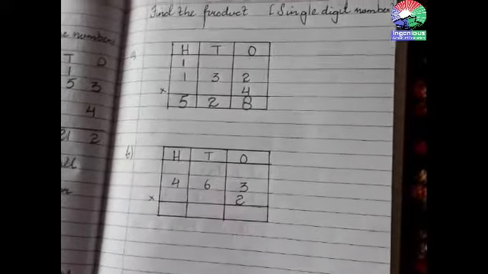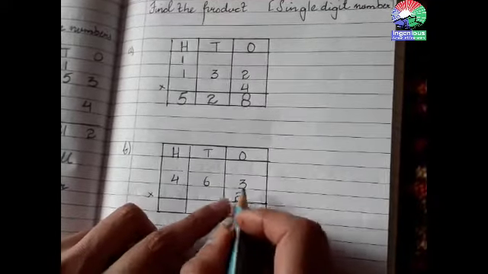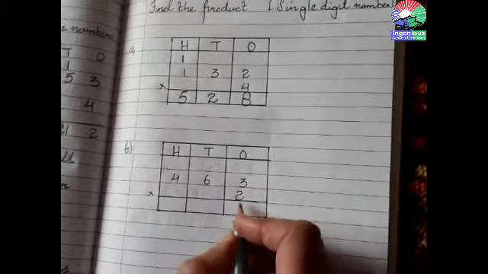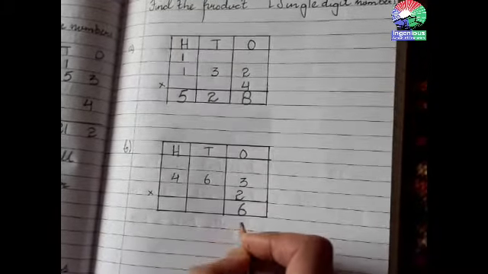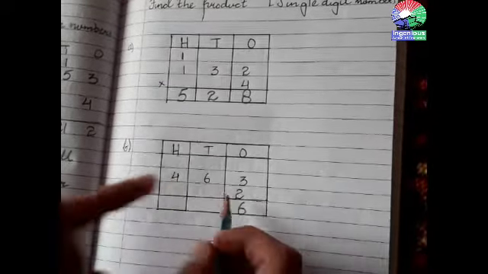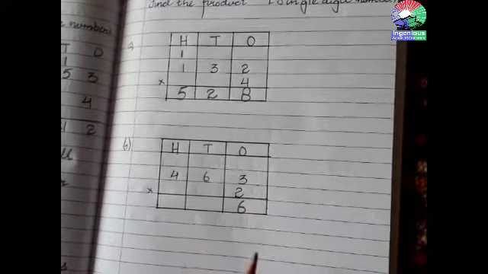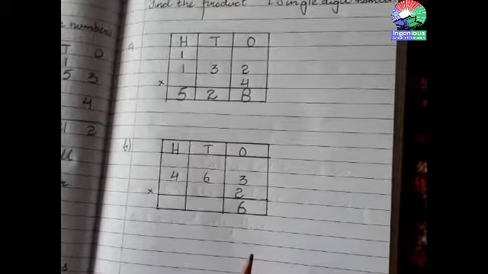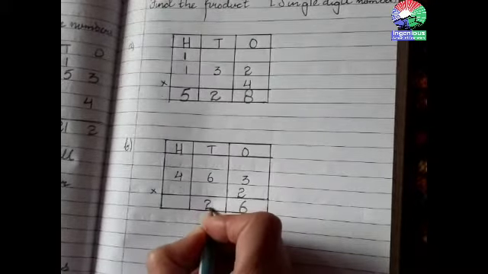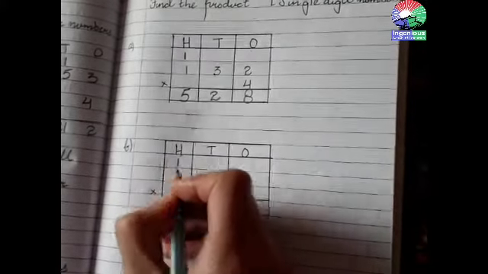Very good. Now, my dear students, here the digit at the ones place is 3. We have to multiply 2 with the digit 3. Now, 2 threes are 6. Very good. Now, the digit at the tens place is 6. We have to multiply 2 with the digit 6. Yes, 2 sixes are 12. Very good. We write 2 here in the tens column and carry 1 to the hundreds column.